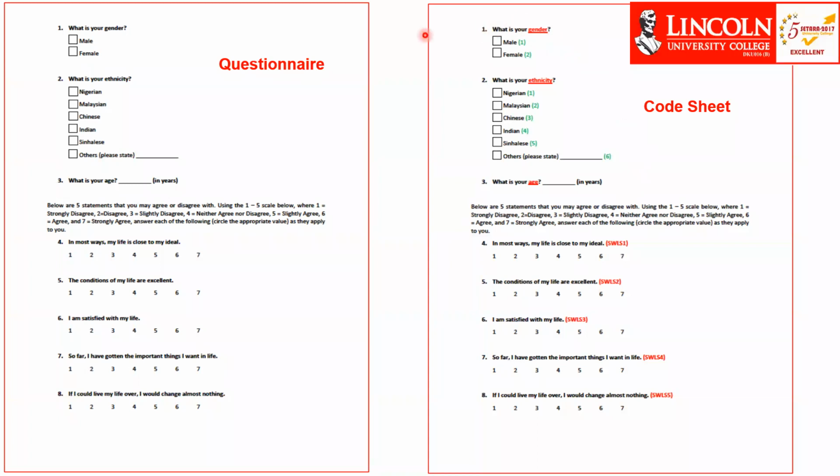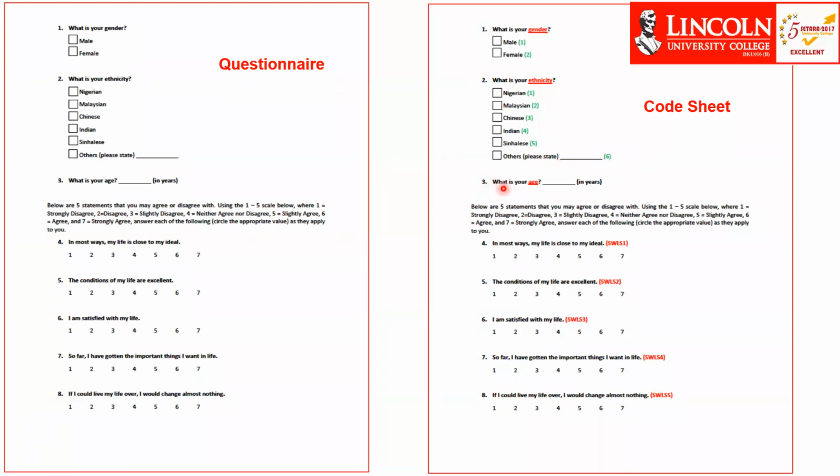we have for the first question, what is your gender? So the variable here will be gender. And it's going to have these values, male and female. So 1 will represent male, 2 will represent female. What is your ethnicity? Ethnicity here will be your variable. And the values under this ethnicity will be Nigerian for 1, Malaysian for 2, Chinese for 3, Indian for 4, Sinhalese we have 5. And you now have another option here, say others. So that will be 6. But it's a way by which you will enter this in SPSS. I'm going to show you in just a moment.